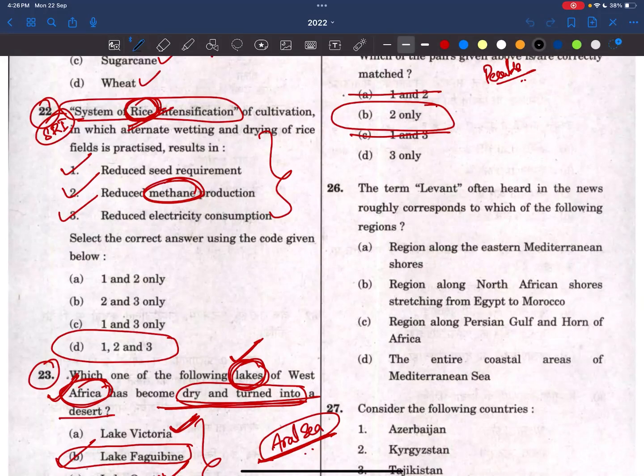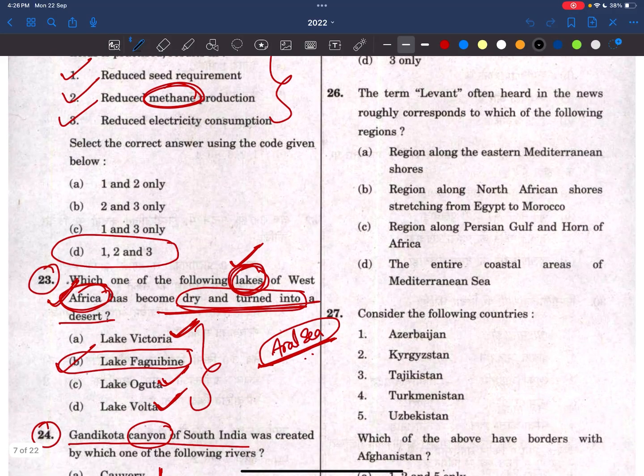So far we have completed 25 questions, right? Let's start with the 26th question. The term Levant, often heard in news, roughly corresponds to which of the following regions?